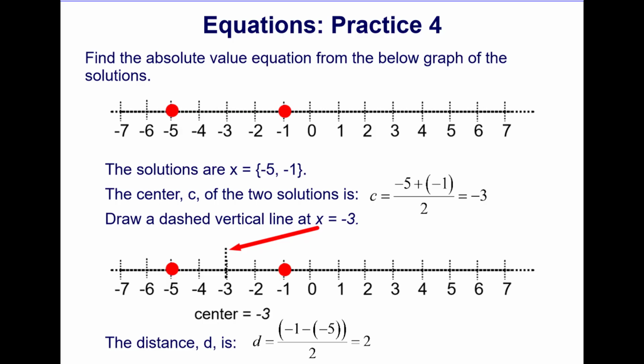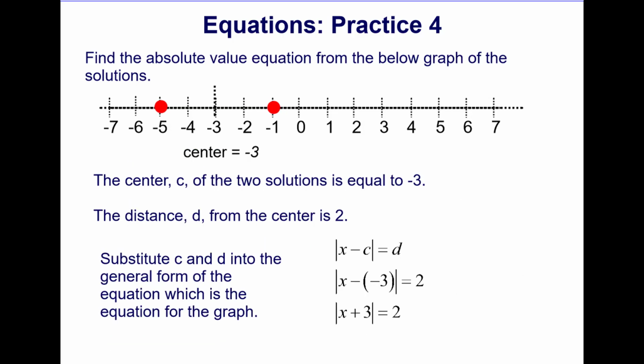And now we calculate the distance. In this case, we are going to calculate the distance by taking the value on the far right, -1, and subtracting off the value on the far left, -5. That gives us the distance between the two endpoints, but to find the distance to the center, we divide it by 2. So that's why you'll see -1 minus -5, which is going to be 4, and 4 divided by 2 is 2. So the distance from the two endpoints to the center is going to be 2. We've established that our center is at -3. The distance from the center is 2.